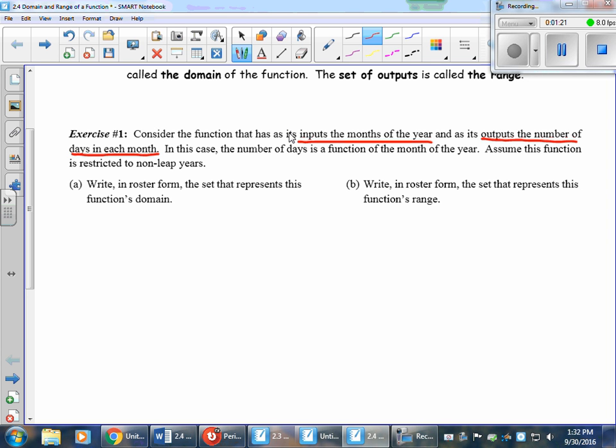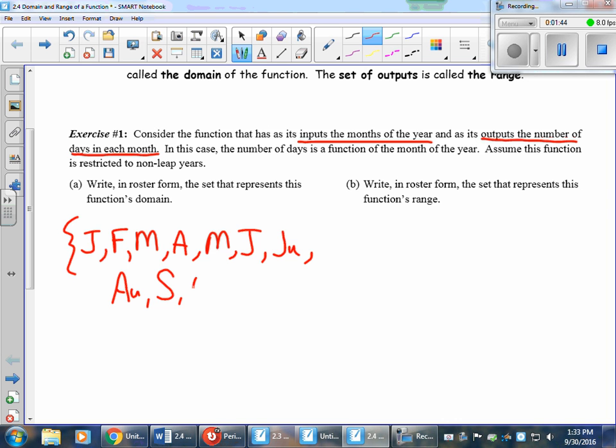So write in roster form the set that represents the function's domain. Roster form means that you're going to use the little squigglies. I'm not going to write out every single month, but it's going to be January, February, March, April, May, June, July, August, September, October, November, December. So there should be 12 in your domain.